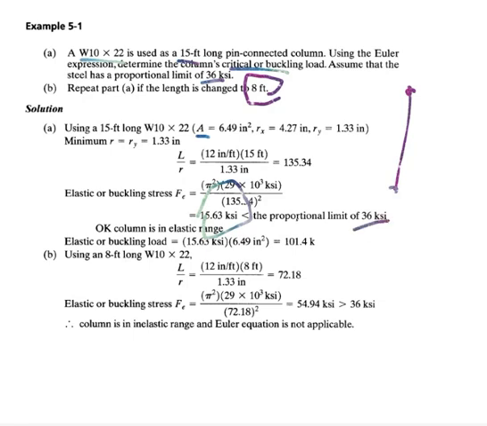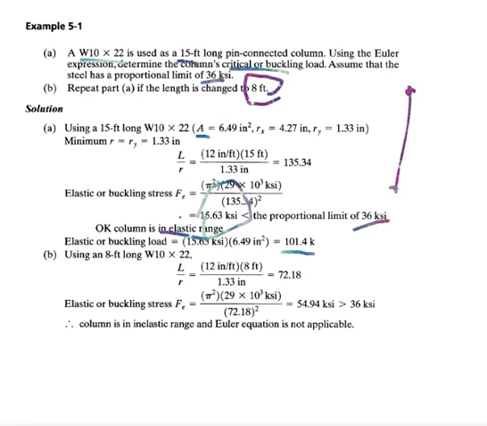So this is well within the elastic limit. The column is in the elastic range, so the Euler formula is applicable. The Euler buckling stress is 15.63 ksi. Multiplying by the cross-sectional area, we get 101 kips.